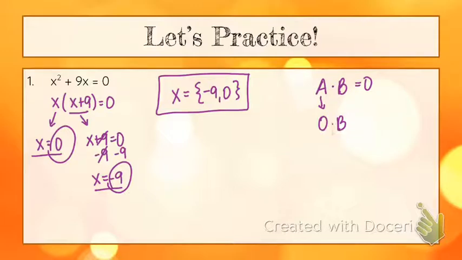Well, what happens if we set B equal to 0? Then we have A times 0 equals 0. If B is 0, then no matter what A is, we can make it anything in the world, we'll still have 0 on the other side because anything times 0 equals 0. So that's why we separate the factors and make each one equal to 0.